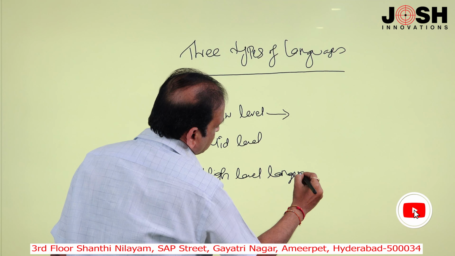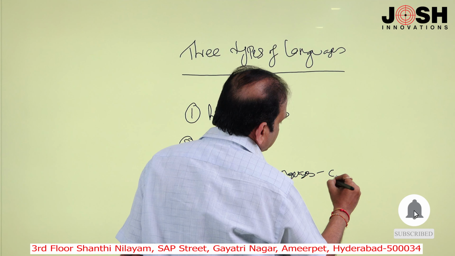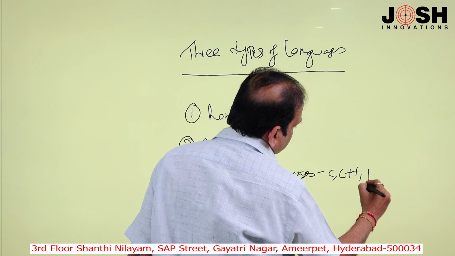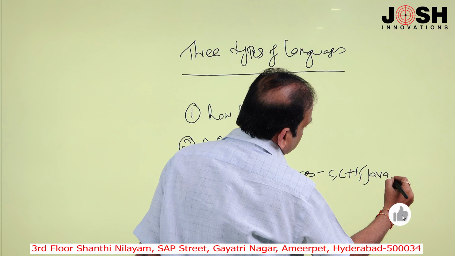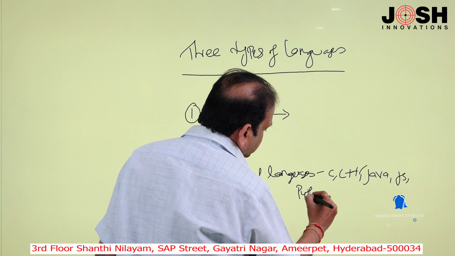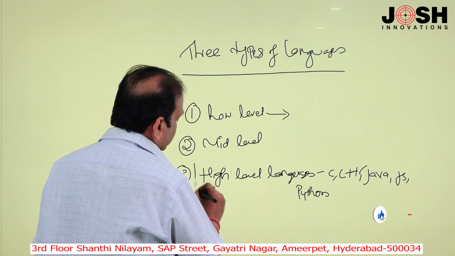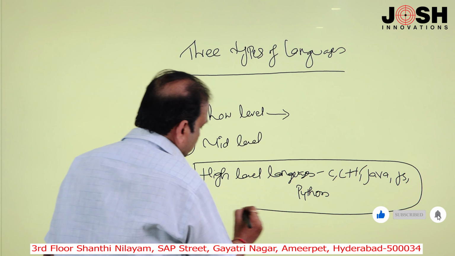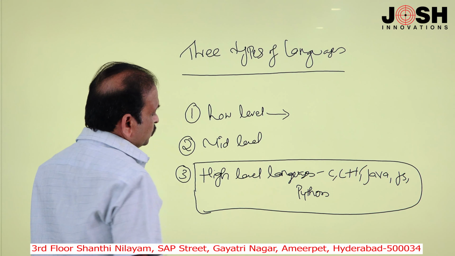High level languages, for example, are C, C++, Java, JavaScript and Python. All these languages come under high level programming languages. Now, what is low level? You know what is high level, so what is low level?